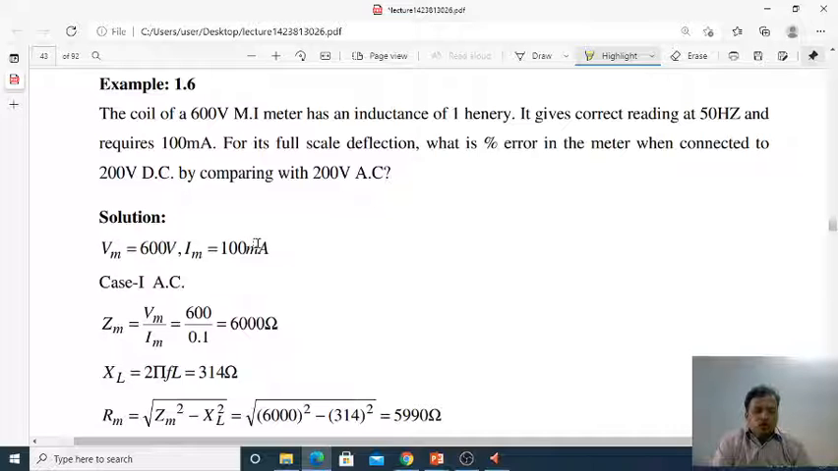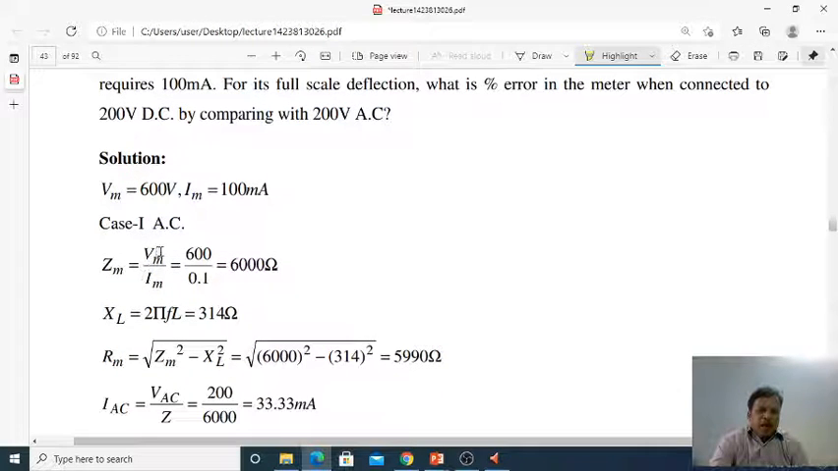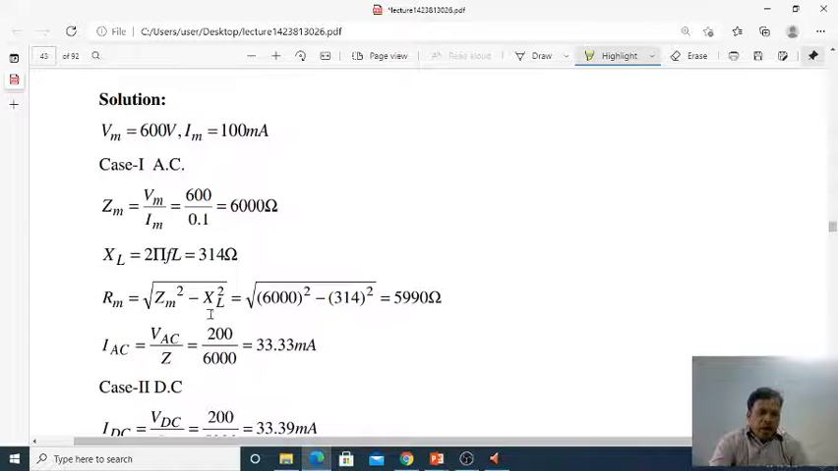So let us take the first case of AC now. In the case of AC, Vm is equal to 600 volts and Im is equal to 100 milliamperes. Zm is equal to Vm by Im, and the Zm value is 6000 ohms. XL is equal to 2 pi FL, therefore it is 314 ohms, and Rm is equal to the square root of Zm square minus XL square, that is equal to 5990 ohms. Now IAC, the current in AC, is VAC by Z, therefore 200 by 6000, 33.33 milliamperes.